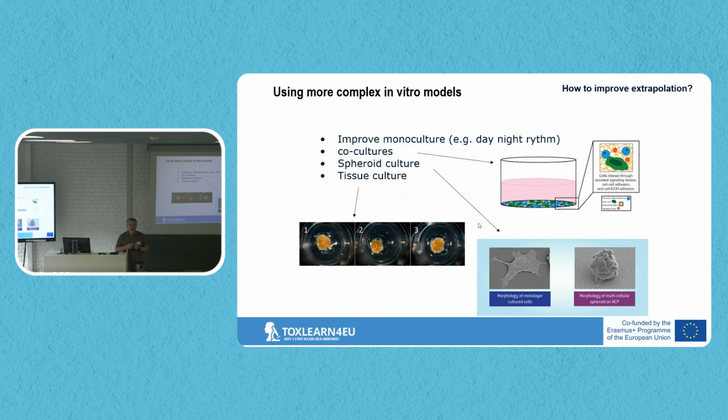Because most of the time we start with the very simple models, just 2D, your monolayer of cells. You put your cells or your compounds on there, and you want to see what happens. But I think there are quite some opportunities also to change it, to improve these models. You could, for instance, improve the monoculture itself, for instance, by introducing day-night rhythm, right? So usually your cells are not what we call synchronized, but you can make them synchronized, and then you can study things over time, changes over time.